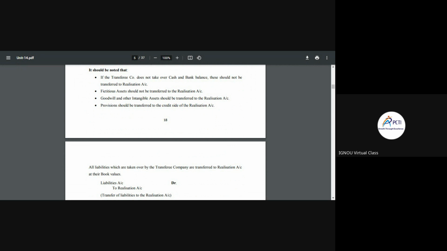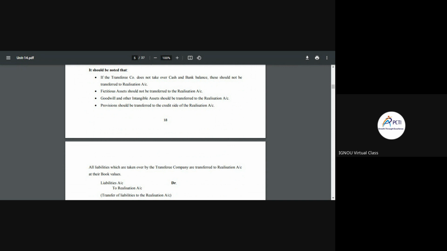Second one is fictitious assets should not be transferred to the realization account. Third one is goodwill and other intangible assets should be transferred to the realization account. Fourth one is provisions should be transferred to the credit side of the realization account.